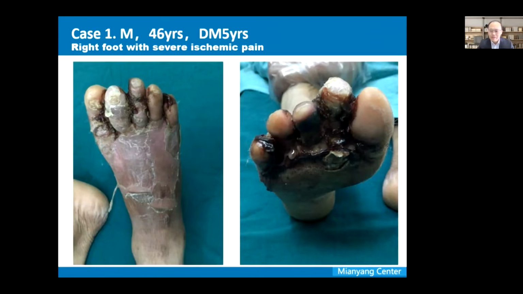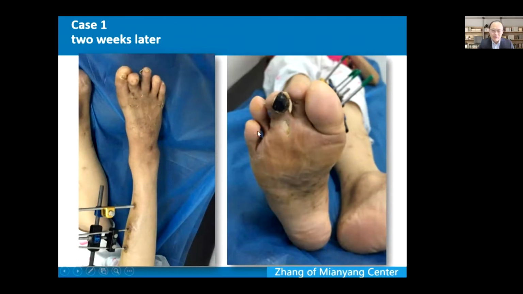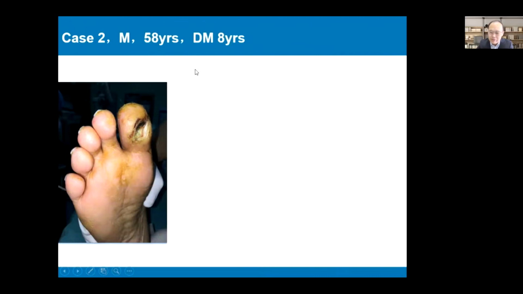First, I would like to show some cases. Here is a 46-year-old male with a history of DM. You can see here a very severe ulcer on the foot combined with severe pain. We used this method. He was painless on the second day post-operation. Two weeks later, it is better and better. Two months post-operatively, the wound healed and there was no pain. So it's a good result.